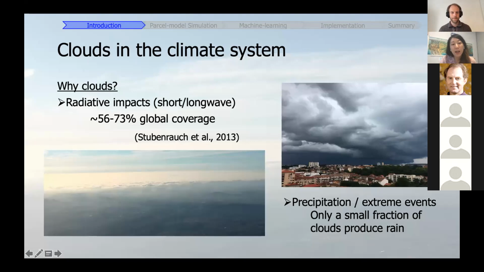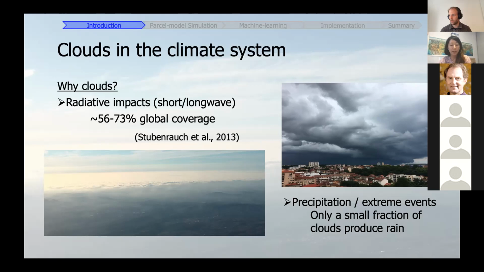Yeah, so I know we've already had a few presentations or talks focusing on clouds. So I'm going to very briefly talk about the importance of clouds in the climate system here. According to some study, more than half of the globe is covered by clouds on average. It can vary anywhere between 56 to 73%, roughly speaking. And of course, this coverage changes depending on the region, the year, and the season. But on average, we can say half or more than half of the globe is covered by clouds.